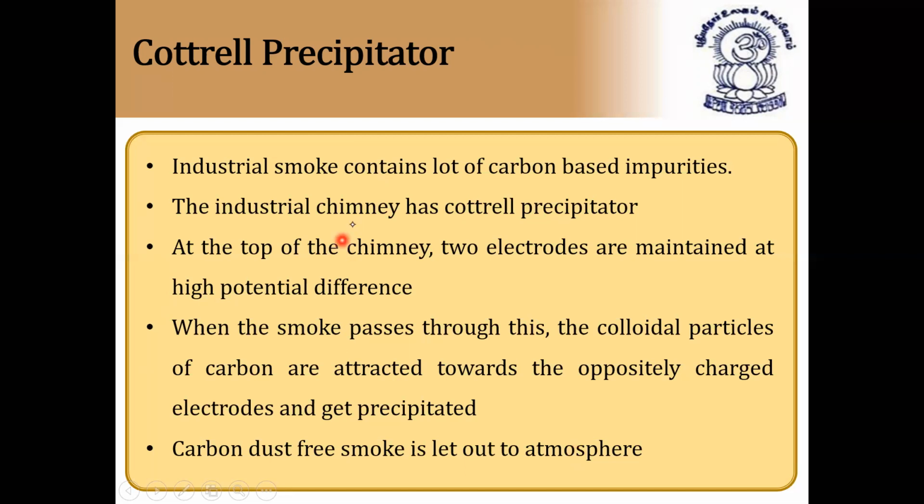For example, every industry should have this Cottrell precipitator. The name itself means carbon-based impurities get precipitated by using this. So what is a Cottrell precipitator? It precipitates the industrial smoke. Industrial smoke contains a lot of carbon-based impurities. The industrial chimney has a Cottrell precipitator. At the top of the chimney, the two electrodes are maintained just like in electrophoresis.